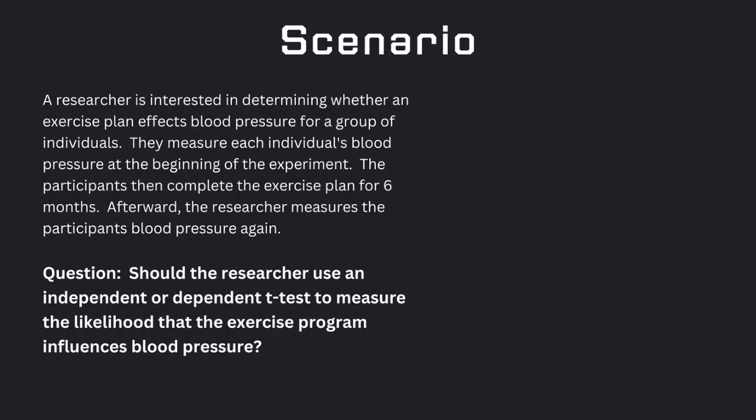Here's a quick check for your understanding. A researcher is interested in determining whether an exercise plan affects blood pressure for a group of individuals. They measure each individual's blood pressure at the beginning of the experiment. The participants then complete the exercise plan for 6 months. Afterwards, the researcher measures the participants' blood pressure again. Should the researcher use an independent or dependent t-test to measure the likelihood that the exercise program influences blood pressure? Pause the video and then press continue when you're ready for the answer.